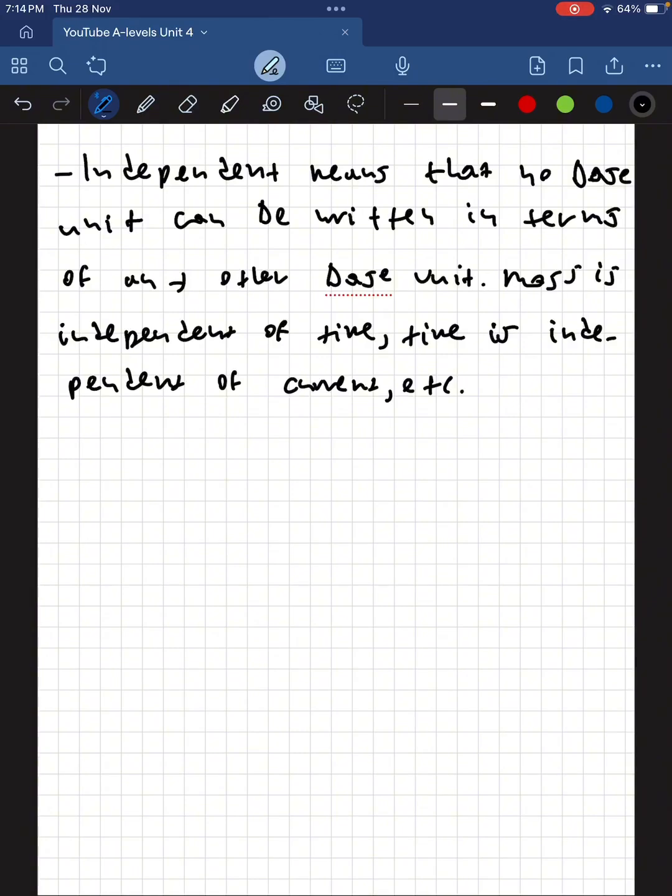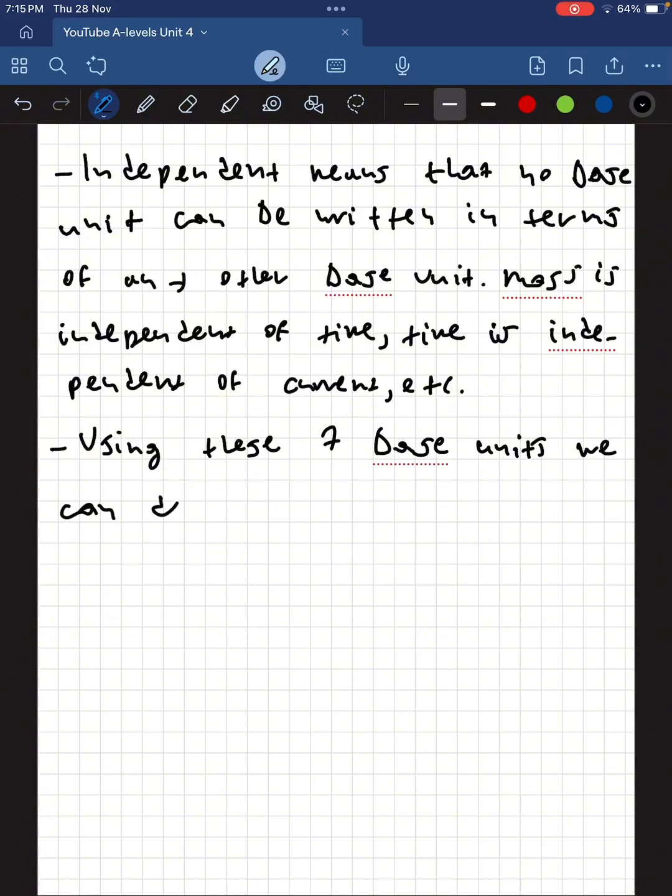Etc. So this is similar to the XYZ coordinates. If you take the unit vector along the x-axis, that one cannot be expressed in terms of the unit vector in the y direction, for example, okay? Anyway, using these 7 base units, we can define all other units.